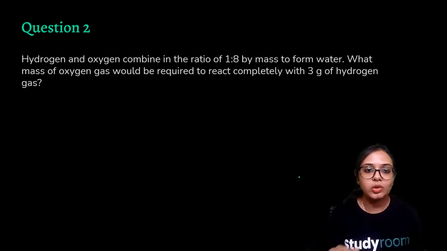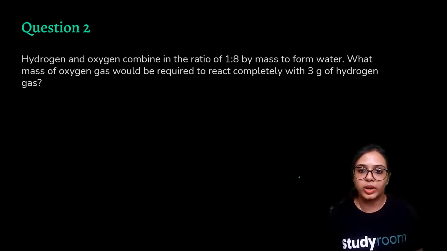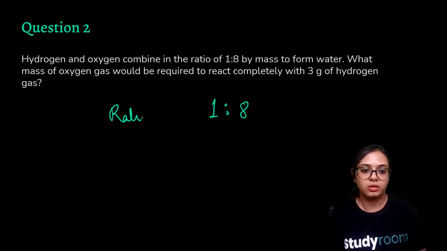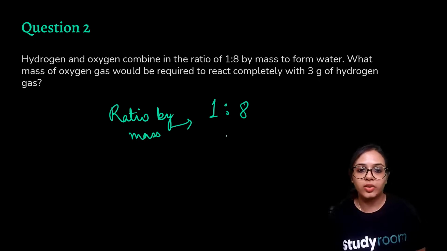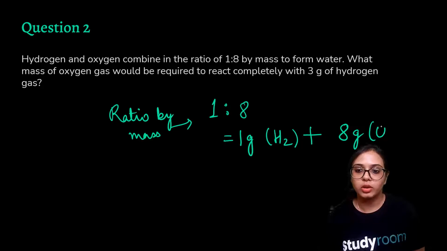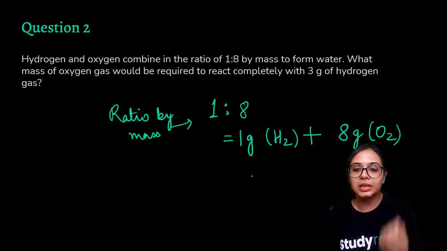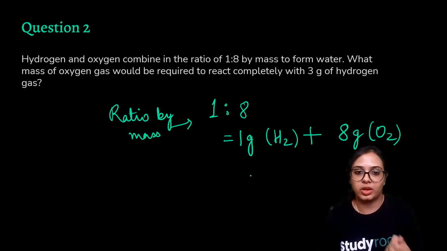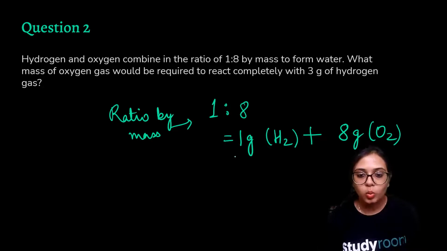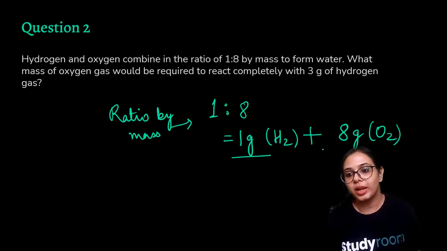Second question, hydrogen and oxygen combine in the ratio of 1:8 by mass to form water. We are taking the ratio by mass, which means that 1 gram of hydrogen will combine with 8 grams of oxygen to form water. What mass of oxygen gas would be required to react completely with 3 gram of hydrogen gas? We know that 1 gram of hydrogen gas has to react with 8 grams of oxygen.